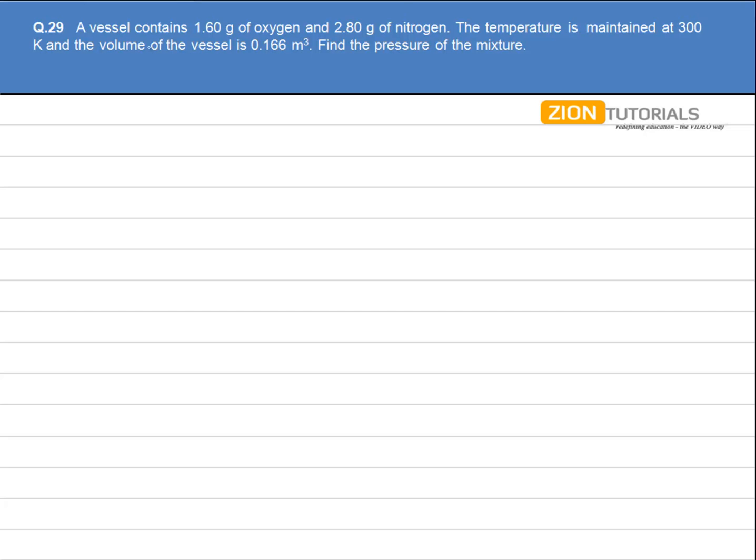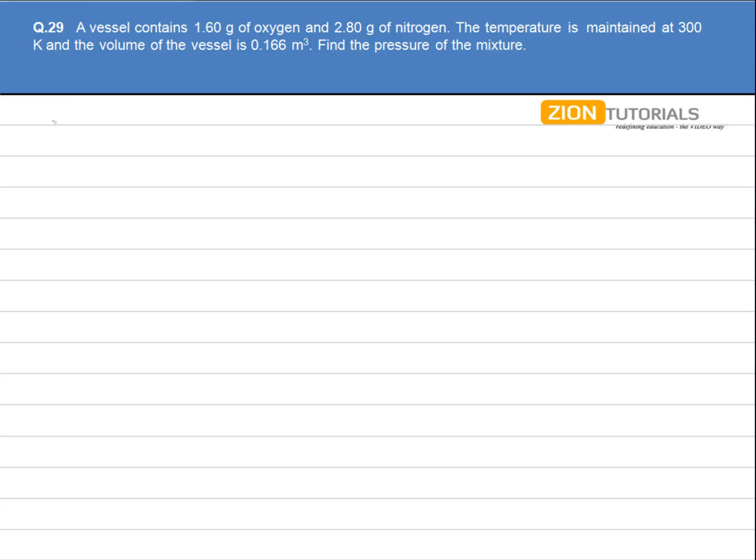This question is a very simple question. It says that a vessel contains 1.6 grams of oxygen and 2.8 grams of nitrogen. Now the temperature is maintained at 300 Kelvin and the volume of the vessel is this much. Find the pressure of the mixture. So basically we have to calculate the pressure.